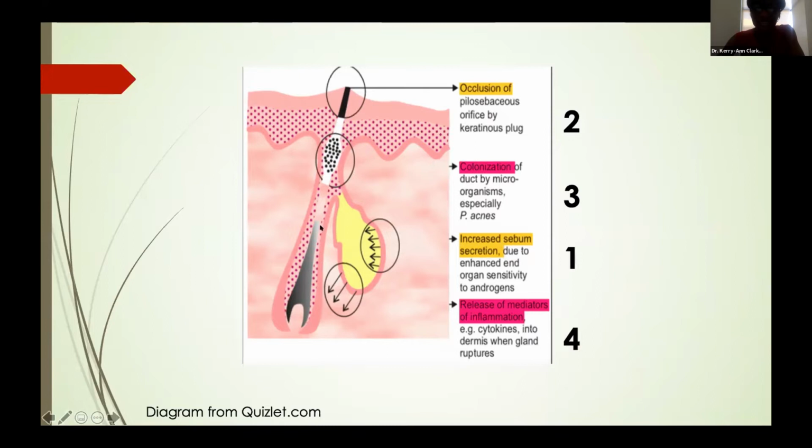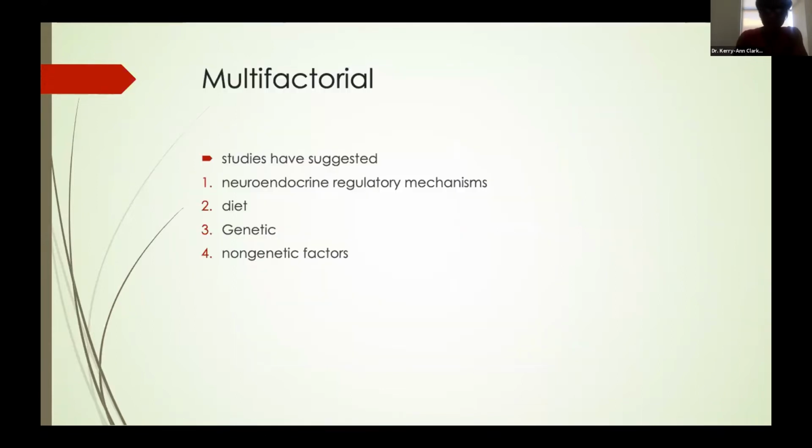And then with all of this, you're going to have release of your inflammatory mediators, your cytokines, into the dermis when your gland ruptures. Now, the pathogenesis is important because that's going to help you with management of the patient. If you can understand the pathogenesis, you can understand the different treatment options we have available for acne. So like I said, it's multifactorial. Multiple studies have suggested that there are neuroendocrine regulatory mechanisms that play a part. Studies now are showing that diet plays a part. There are multiple genetic factors associated with acne as well as non-genetic factors.